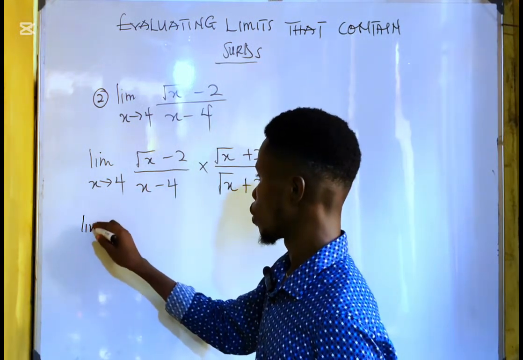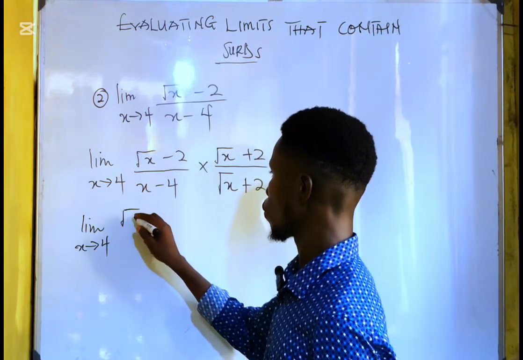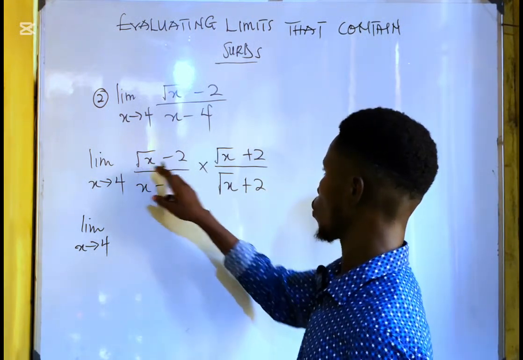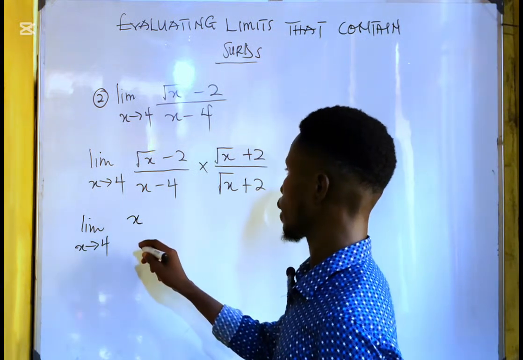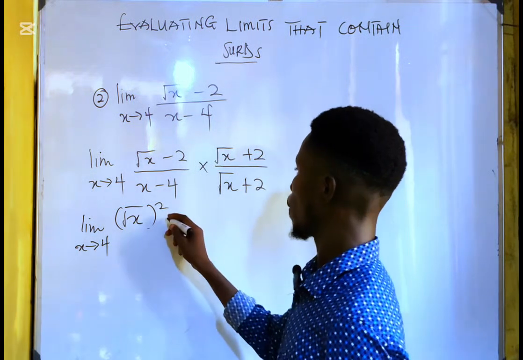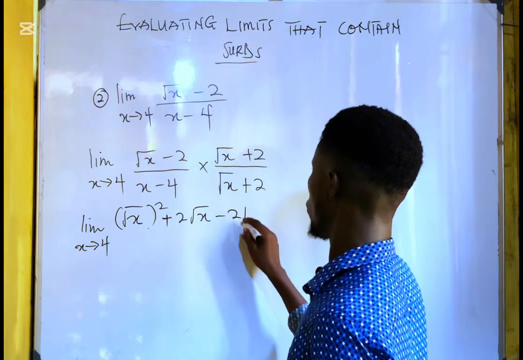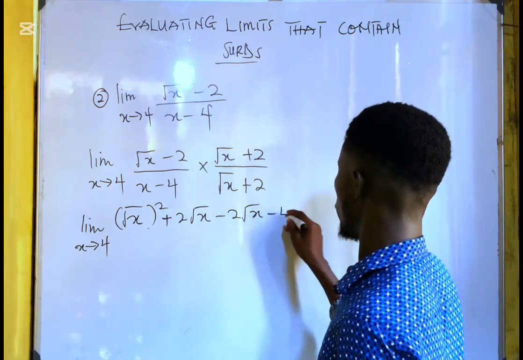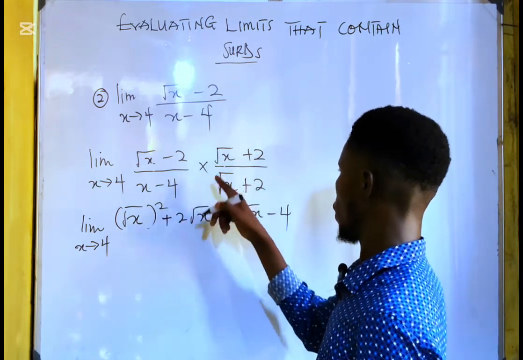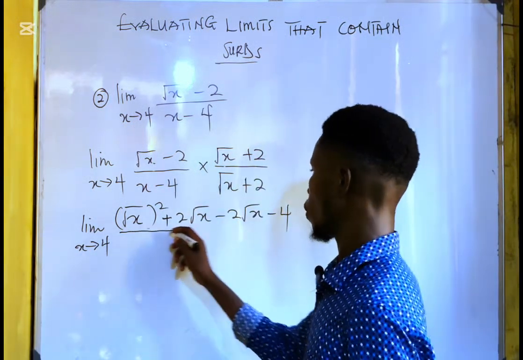So you are going to continue: limit as x approaches 4, square root of x minus 2. You maintain the down one, so you multiply the top one. Square root of x times square root of x will be x. Or further, let me maintain root x squared like this. Plus 2 root x, minus 2 root x, minus 4. Negative 2 times root x will give you negative 2 root x. Negative 2 times 2 will give you negative 4 here.